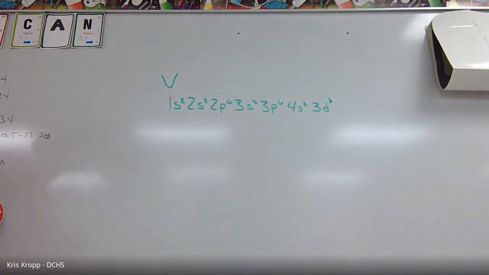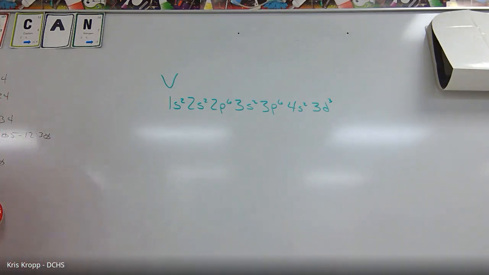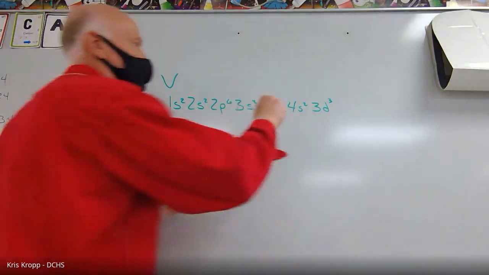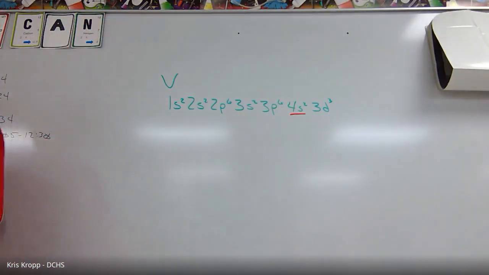Well done. All right, here is the electron configuration for this element. My next question to you all is, how many valence electrons does this thing have? 2. Yes, 2 is good. Where are they?